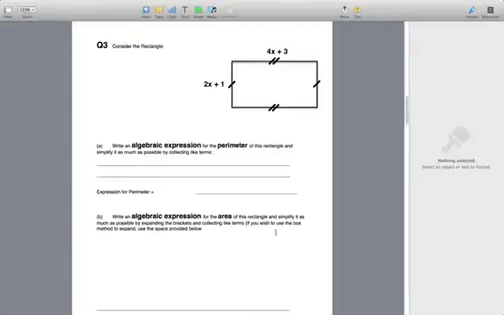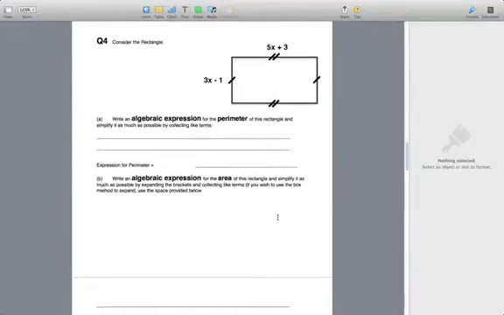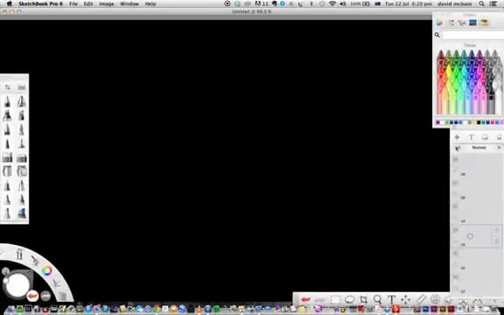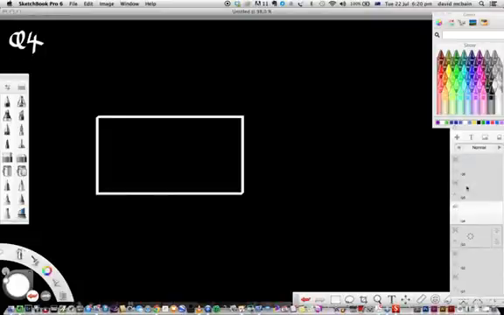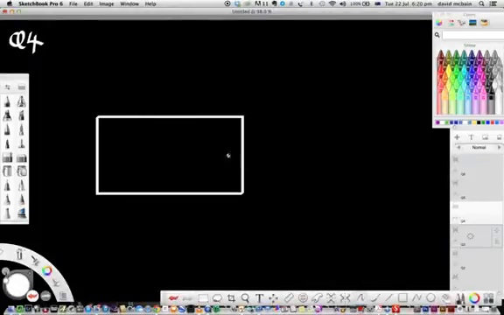So now we're on to question 4. This is a little bit harder again because now we've got two expressions, but one of them has a minus in it: 3x minus 1. So let's go back and have a look at this one. This is question 4. Our expressions are 5x plus 3, oops, so this is going to be 5x plus 3 here, and this side is 3x minus 1.